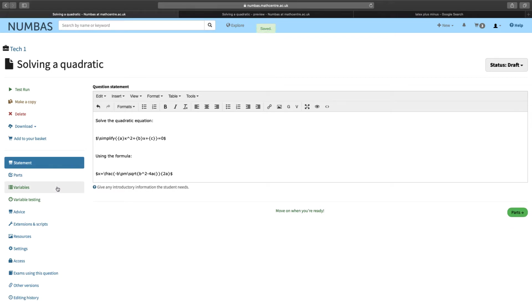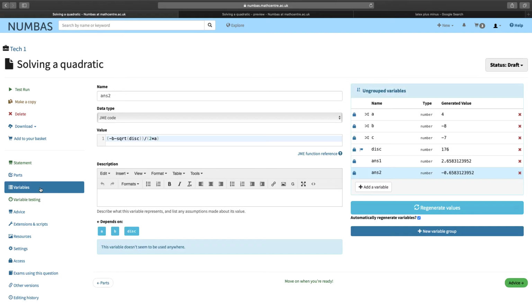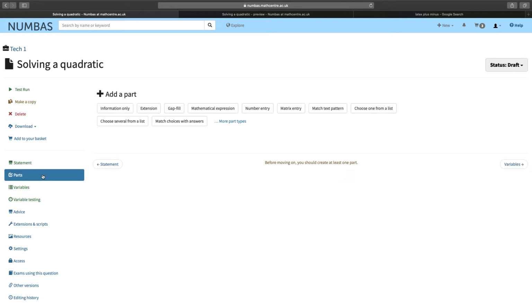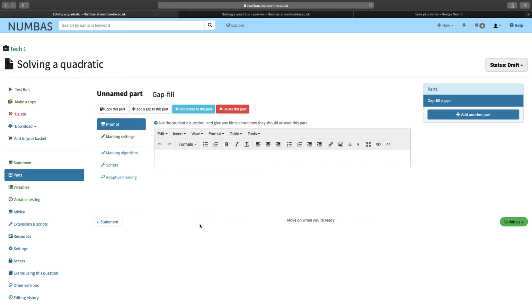Right, so that's just got our question, and we've got our variables. The next thing is just to put in the parts. And for this one, we're going to put in the two answers. We're going to have one bit for the plus b squared minus 4ac and one bit for the minus. So to put in two answers, the thing we want to use is gap fill. And let's put in two parts.